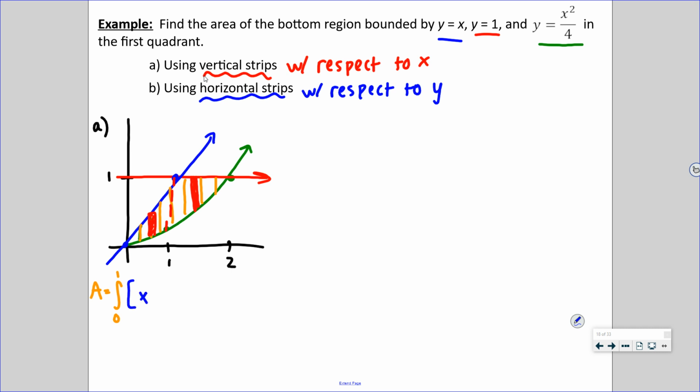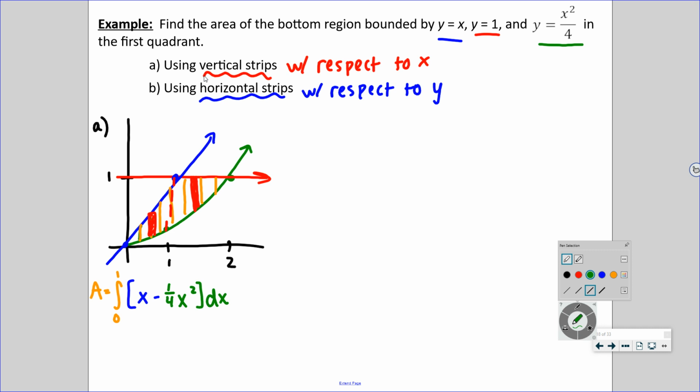Top is x minus... bottom is 1. No, sorry. Bottom is the green one. Bottom is x squared over 4. I'm going to write that as 1/4 x squared. Sorry, I think I was looking at the red rectangle. Bottom is green for all of it: 1/4 x squared.